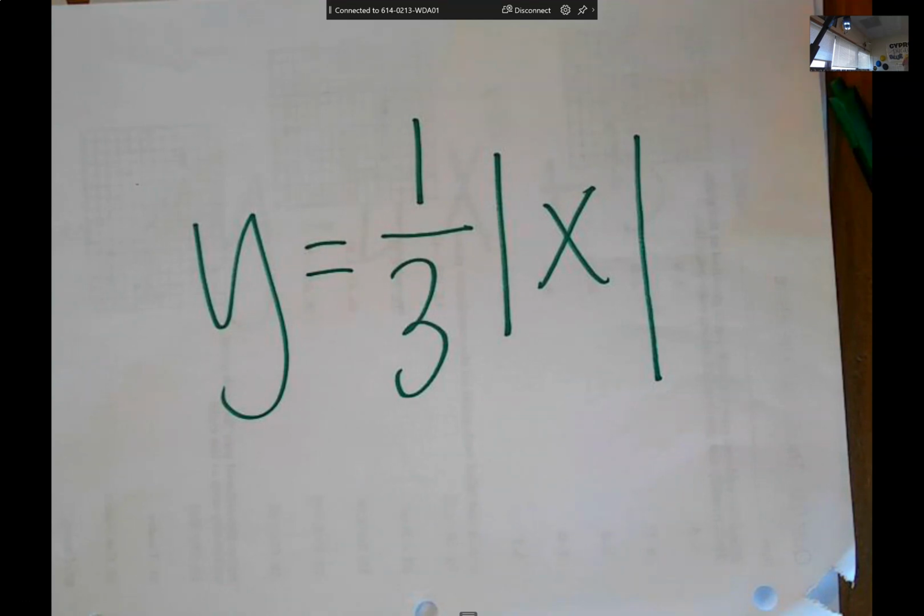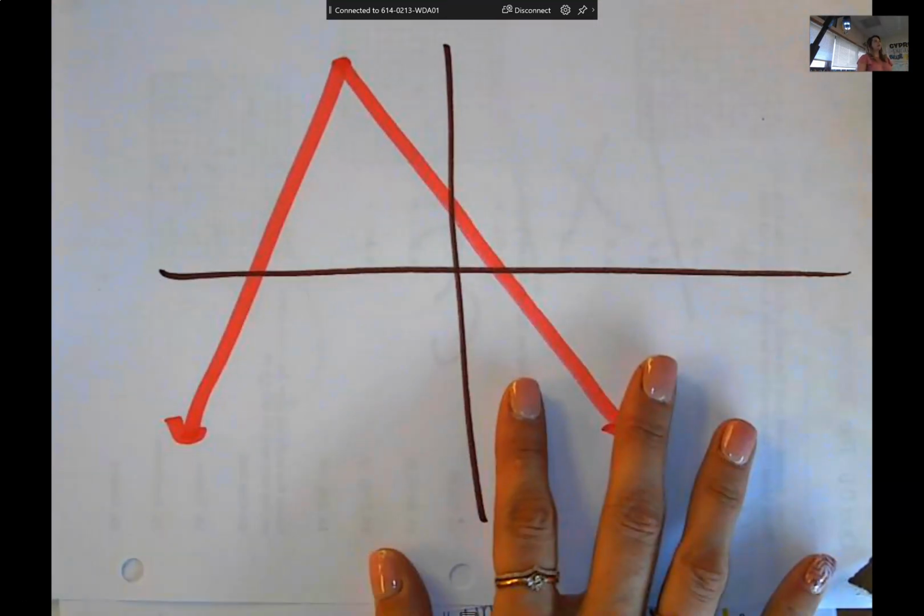Okay, show me what you're thinking. Absolute value x. This time it's a graph.